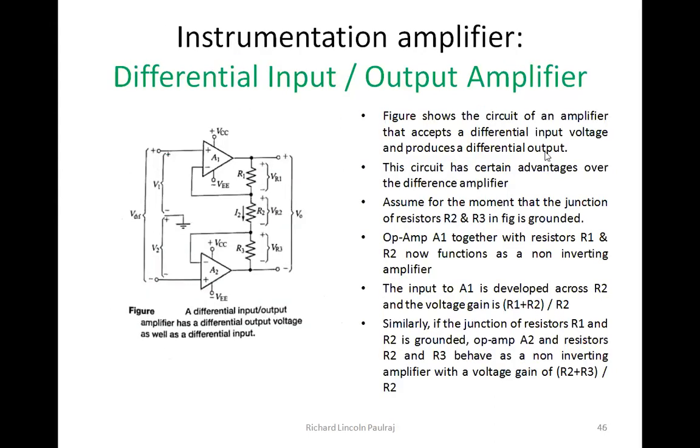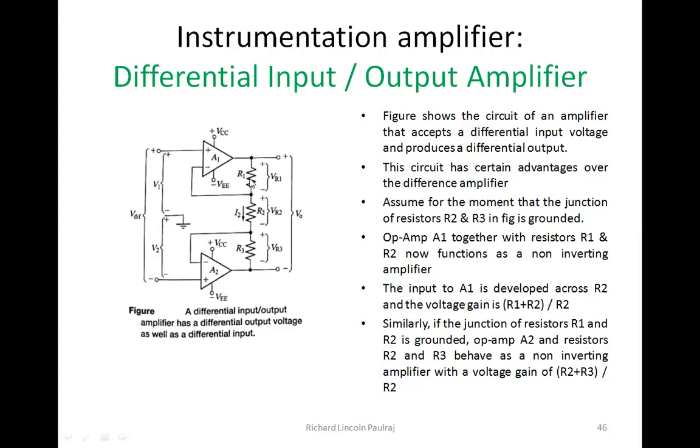Instrumentation amplifier. This is as good as the difference amplifier that we saw, but there are some differences between the difference amplifier and the differential input output amplifier. What are those differences? You can see there are two op-amps here: op-amp number 1, named A1 with gain A, and op-amp number 2, A2 with gain 2.